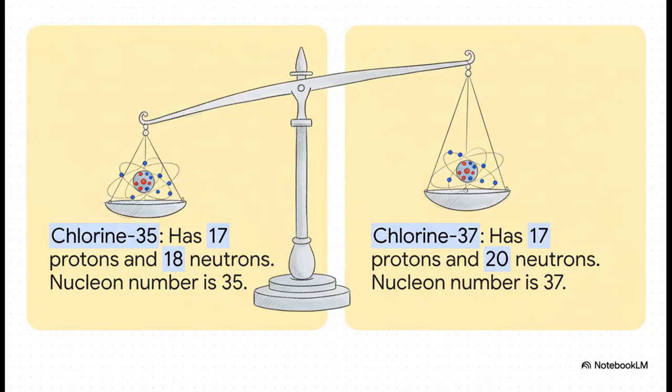Let's take chlorine. It's a perfect example. Both of these atoms here are chlorine. Why? Because they both have 17 protons. That's chlorine's ID number. But if you look closer, chlorine-35 has 18 neutrons, giving it a total mass of 35. Its heavier sibling, chlorine-37, has 2 extra neutrons, 20 of them, giving it a mass of 37. Same element, just different weights.